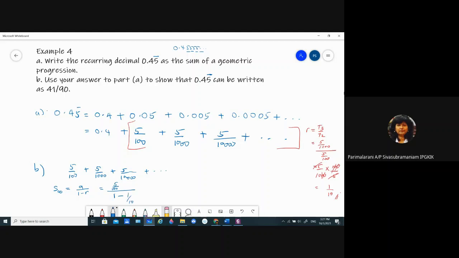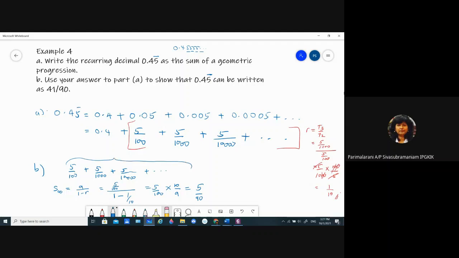So this is equal to 5 over 100 divided by 1 minus 1 over 10. 1 minus 1 over 10 is actually 10 over 10 minus 1 over 10, which is 9 over 10. So 5 over 100 divided by 9 over 10 is times 10 over 9. Okay, so we get 5 over 90. So for this part, the total is 5 over 90.